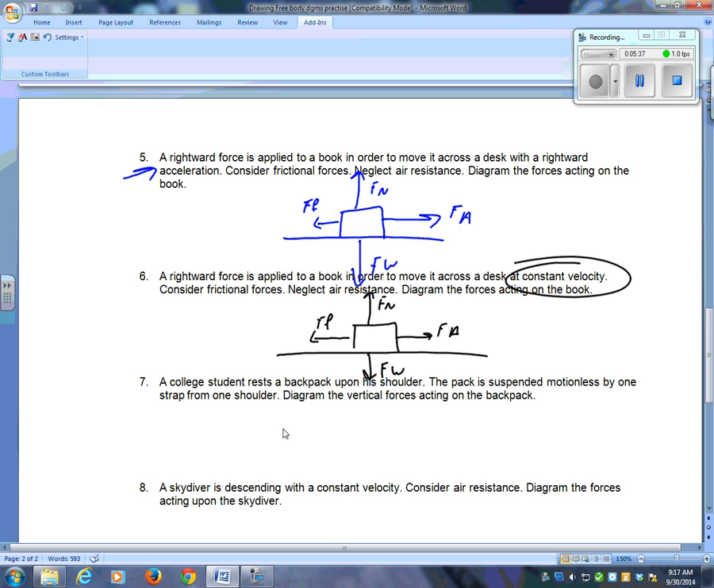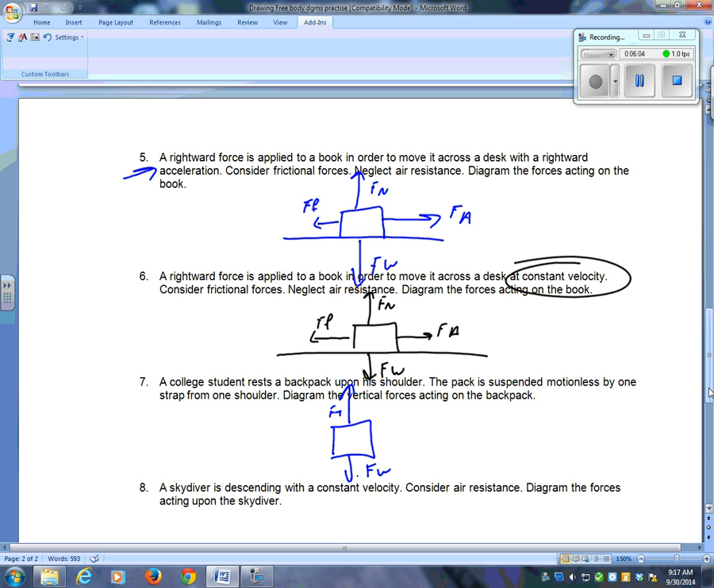A college student rests a backpack upon his shoulder. The pack is suspended motionless by one strap from one shoulder. Diagram of vertical forces acting on the backpack. Weight force. Is there a normal here? There's no surface. It's one strap. So I think it's just FT, just a tension force. And those again should be equal.